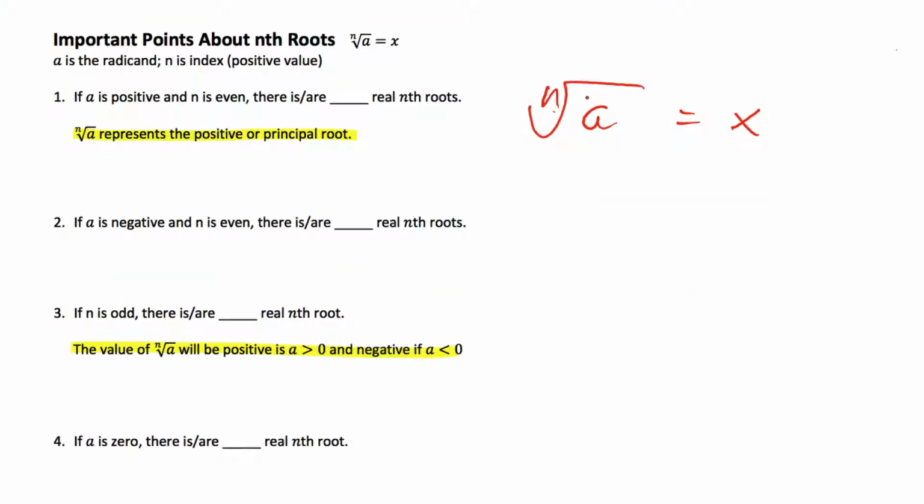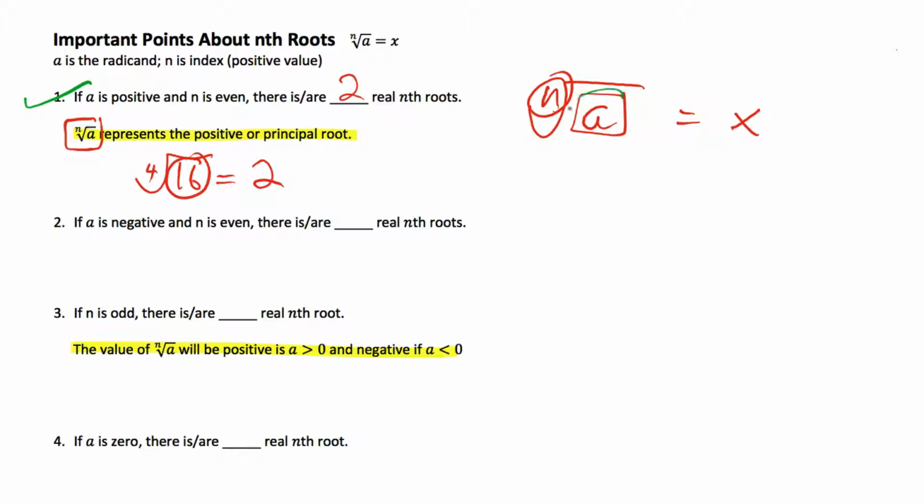Okay? All right, so to summarize these important points about nth roots, if we have a positive radicand and an even index, we saw that there were two answers, two real roots. But this symbol represents on its own the principal or positive root only. So the fourth root of 16, that symbol on its own would represent 2, even though 16 has two fourth roots, 2 and negative 2.